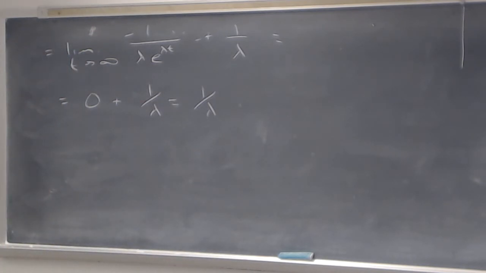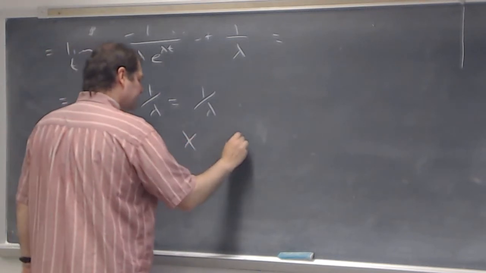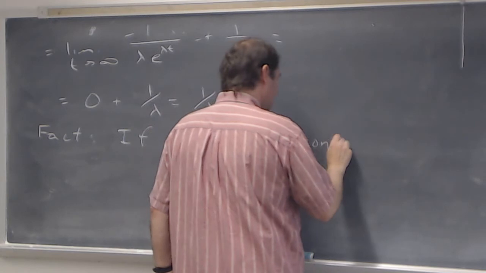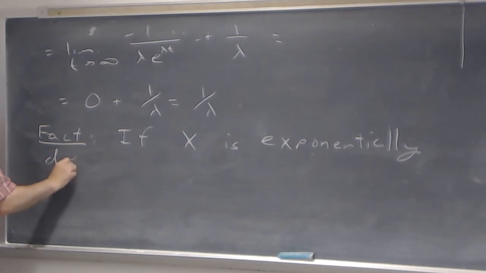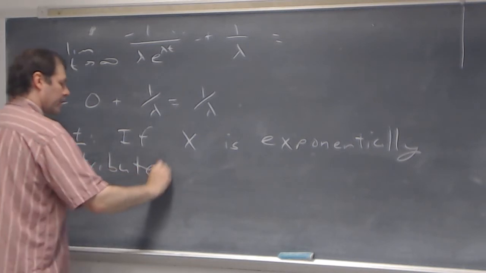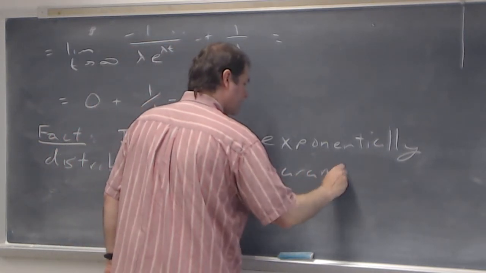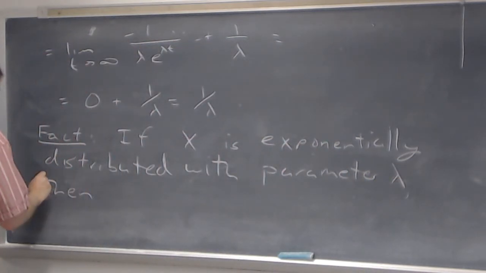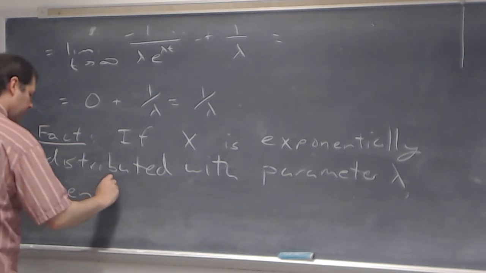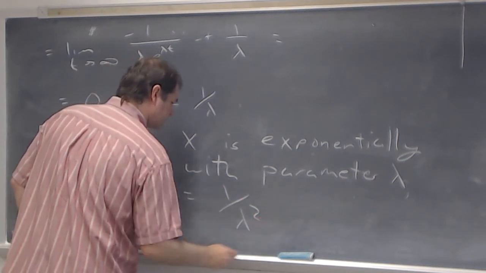Next thing we want to know is what the variance is. So as a fact, if x is exponentially distributed with parameter lambda, then the variance of x is going to be equal to 1 over lambda squared.